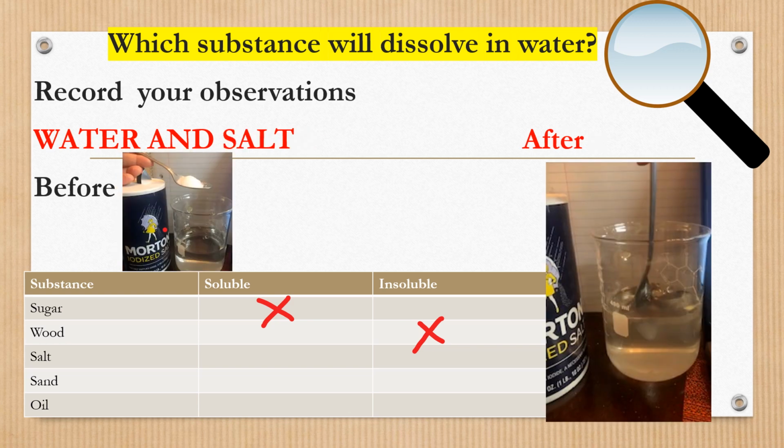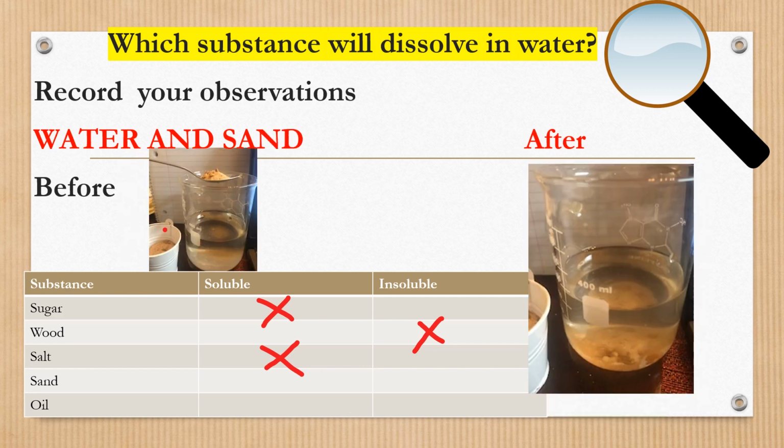Water and salt. I noticed that after I stirred, the water did become a little bit cloudy, but after I kept stirring even more, the water was clear. The salt did not disappear, the salt dissolved. And because it did, that means that the salt is soluble. Again, salt is soluble.